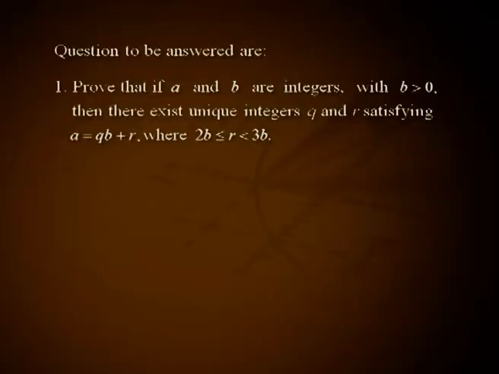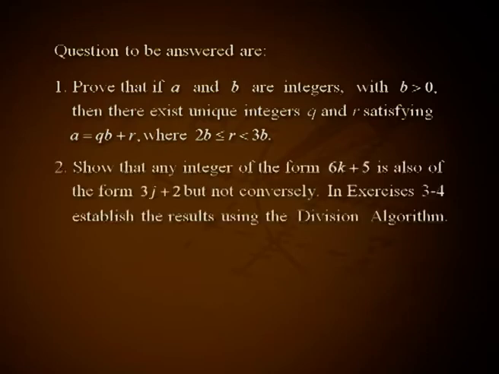Before we attend the next unit, please try to answer the following questions. First, prove that if a and b are integers with b greater than 0, then there exist unique integers q and r satisfying a = qb + r, where 2b ≤ r < 3b. Second, show that any integer of the form 6k + 5 is also of the form 3j + 2, but not conversely.